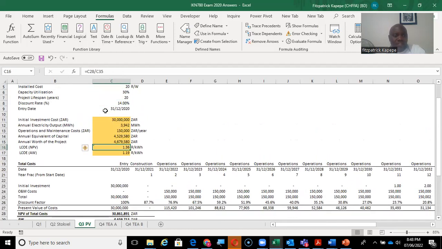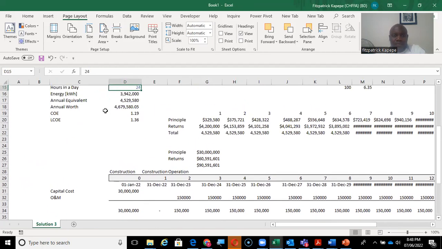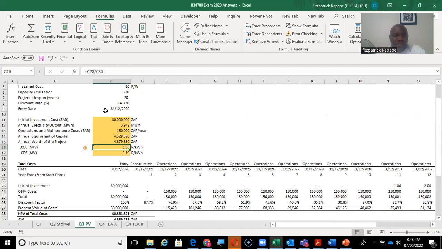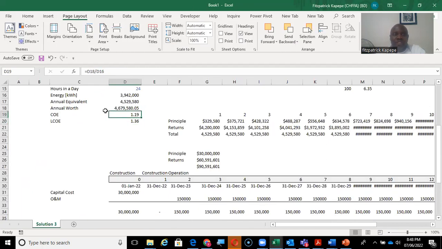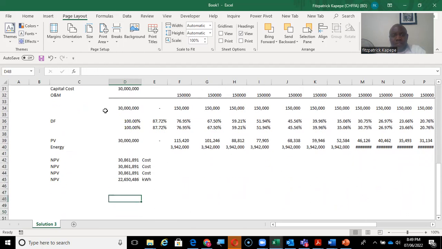the levelized cost of energy, which is 1.36. The levelized cost of energy, that is the annual worth, 1.19, which we had already, we're calling cost of electricity, which is 1.19. This one does not factor in the time value, and this is why it's different. The other one factors in the time value. So when you check, this is how you get to use your methods on the NPV and whatever.